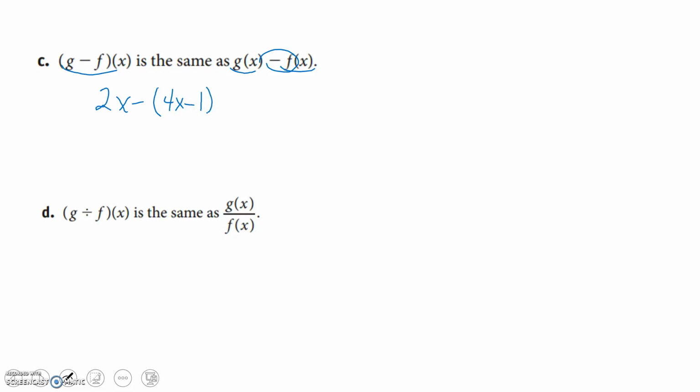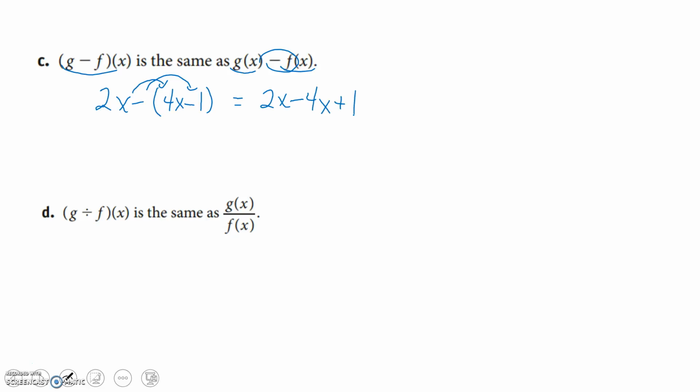So now, what are you going to do with the negative sign that is outside the parentheses? Are you going to distribute it? I hope you said yes. So let's bring over what we have. We have our 2x. Distribute your negative sign. Negative times the 4x would be negative 4x. And negative times the negative 1, negative times negative, remember, is positive. So that kicks that back to a plus 1.